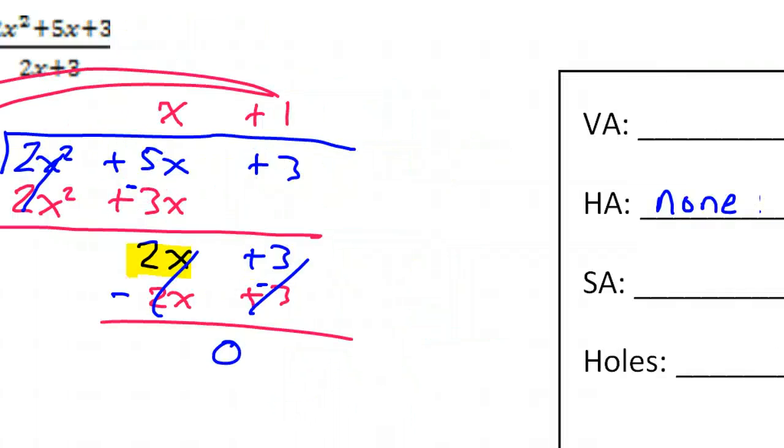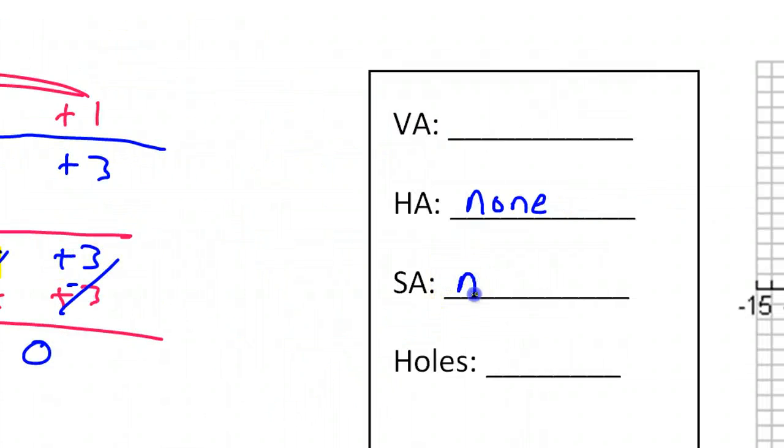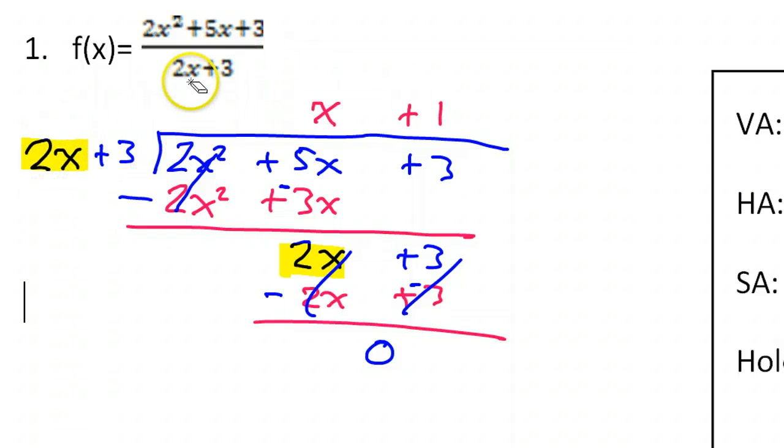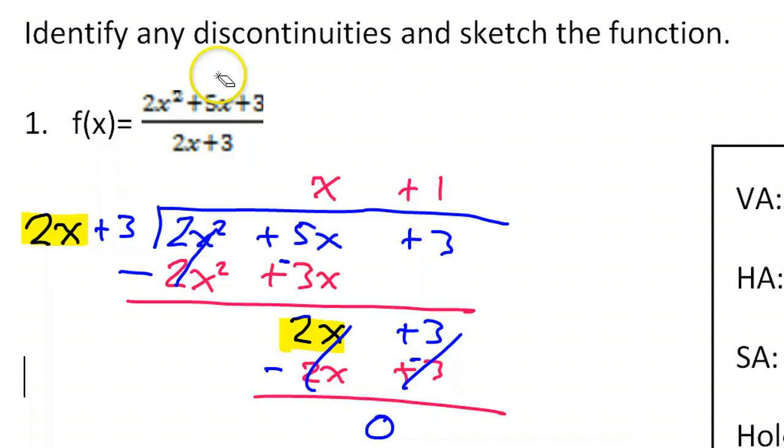That means two things. That means there will not be a slant asymptote. But the reason there will not be a slant asymptote is because 2x plus 3 divides evenly. That's, no remainder means it divides evenly into the numerator. And basically, we can take this x plus 1 and use it to factor at this point.